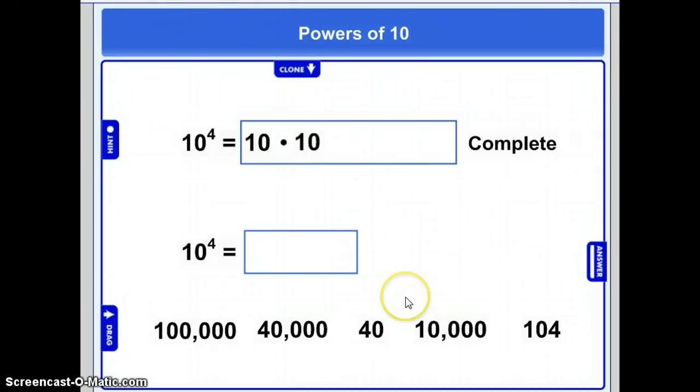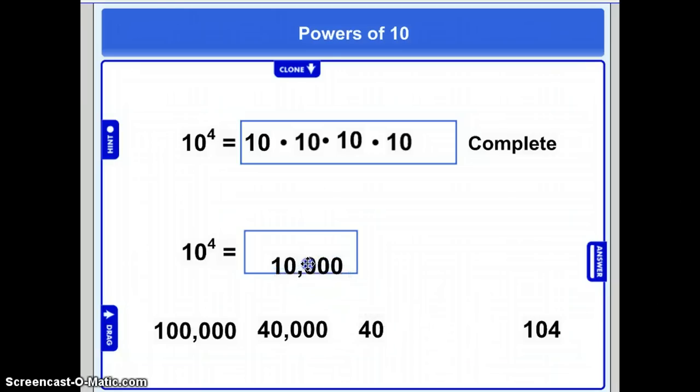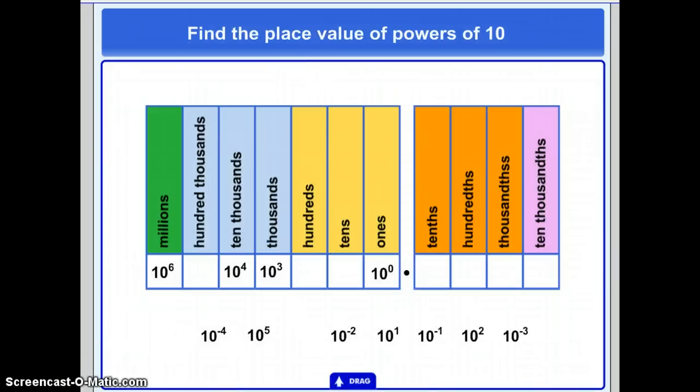But just a review of what we did today, working with powers of 10. 10 to the fourth power, of course, is 10 times 10 times 10 times 10. And with 10 to the fourth power, the exponent tells us how many zeros we're going to have. So as we did in class today, we know we're going to have 4 zeros. So that gives us 10,000, not 40,000, not 40. All right, moving on to our next slide.